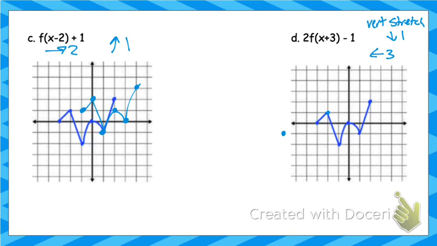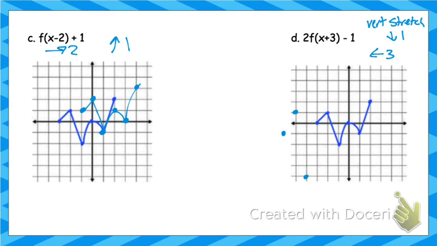Negative 2, 1. I take the y-coordinate and multiply it by 2. So 1 times 2 is 2. Then I shift it down 1, and it's back at the same y value. But then I also go left 1, 2, 3. All right, using this point down here, I multiply it by 2, shift it down 1. So that's the new y-coordinate. Then I take that point and I move it over 1, 2, 3.